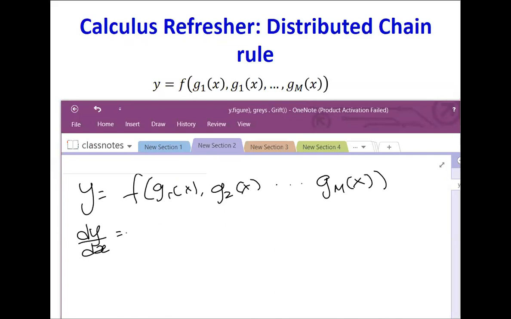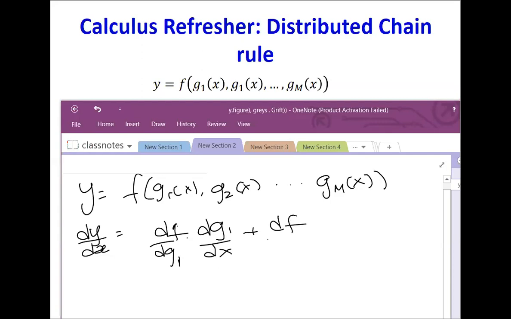This was f prime dot g prime dot delta x. What is f prime? df by dg. But then there are many g's. So in this case, it's df by dg1 dot dg1 by dx, plus df by dg2 dot dg2 by dx, and so on till the end. Can we prove this? How would we prove this?